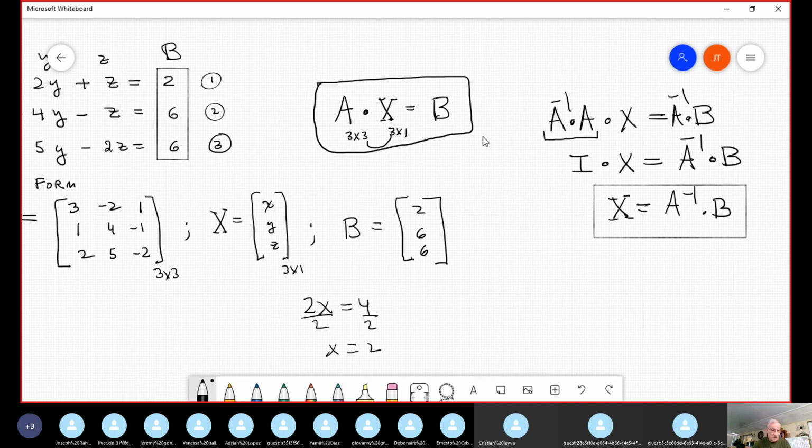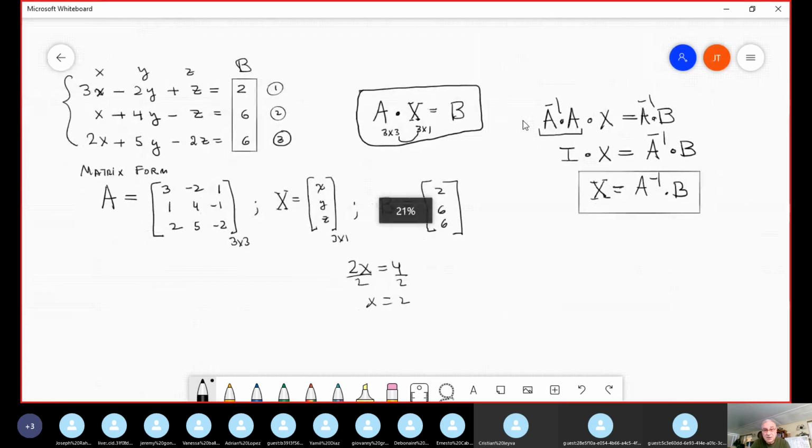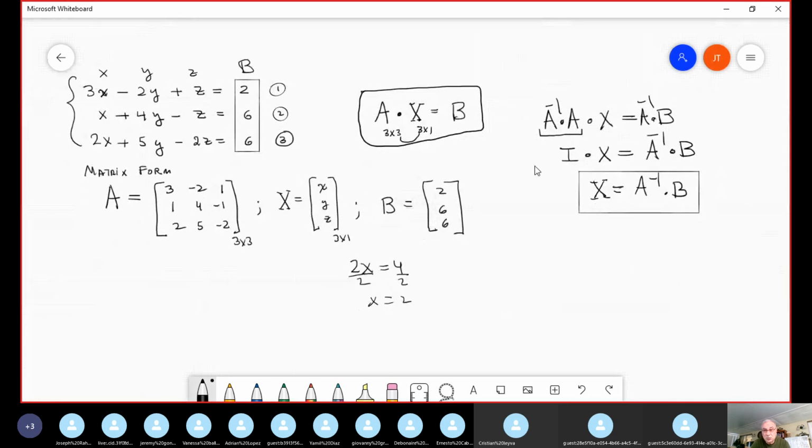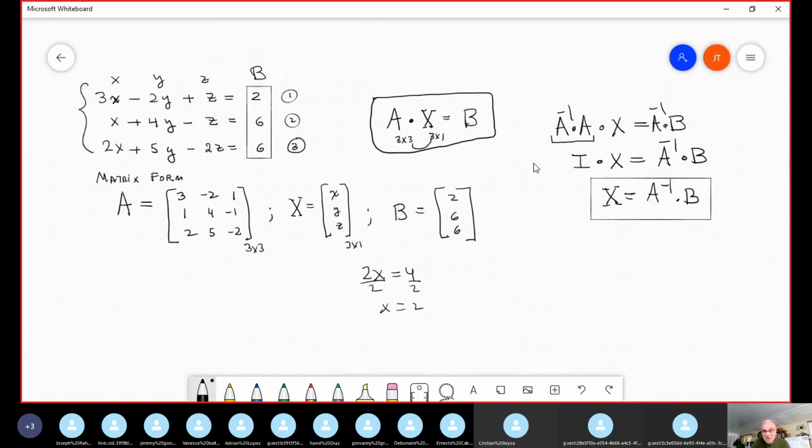Let's do it in 5 minutes, no? The only disadvantage of this is there's too much arithmetic. However, when you use software, you optimize this idea. Okay, so let's move on to GeoGebra one more time.